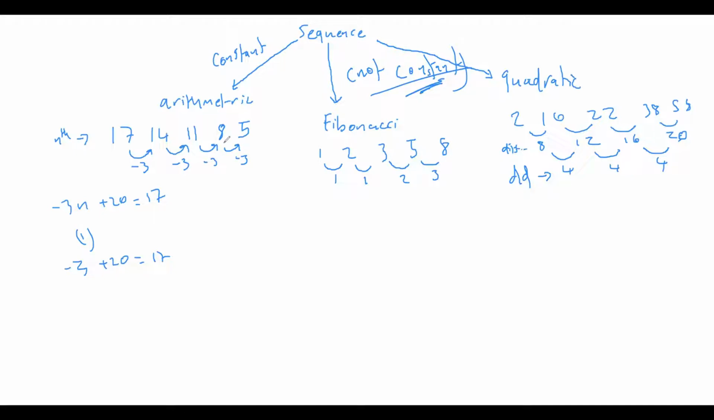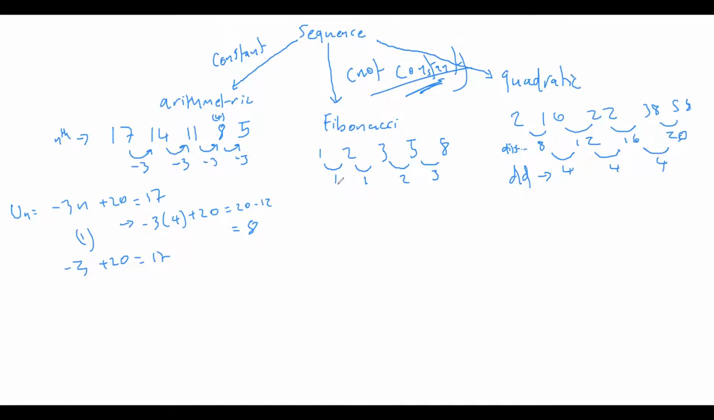a random term in the sequence. So for example, let's choose this term, which is the fourth term in the sequence, which should give us 8. If you put 4 into this equation, what's it going to give us? It's going to be minus 3 times 4 plus 20, which is minus 12 plus 20, which gives us 8, and that's correct.